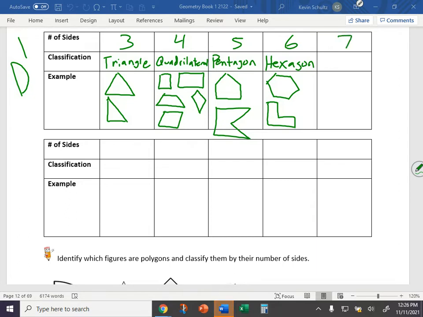7. 7, Peter. Heptagon. Septagon is also correct. Septagon is not 9, which if you think about the months of our year, our calendar used to be 10 months long, where September was the 7th month, October was the 8th month, November was the 9th month, and December was the 10th month.